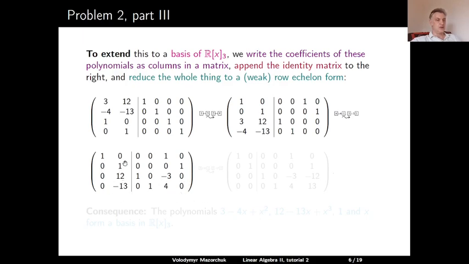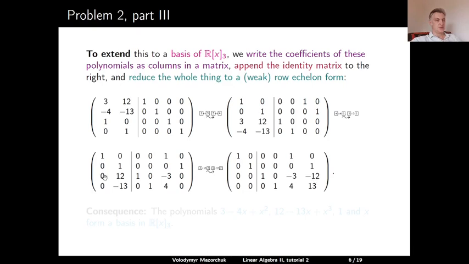So now here we have 1 in row 2, column 2, so we use this 1 to kill everything else below it. We need only weak form. So we multiply row 2 with minus 12, and add to row 3, and we multiply row 2 with 13 and add to row 4. So the first two rows remain the same.